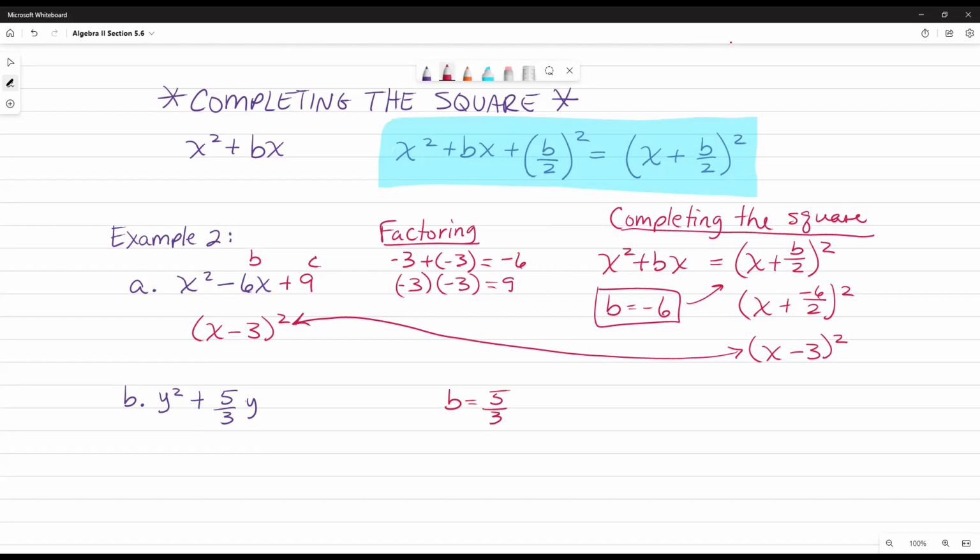So I'm going to plug that into my completing the square. So this is x squared plus 5/3 x equals x plus, now b is 5/3. So 5/3 divided by 2 is just 5/3 times 1/2. Remember, dividing by one number is multiplying times its reciprocal. So this is x plus 1/2 times 5/3. That's why we did that little review at the beginning.